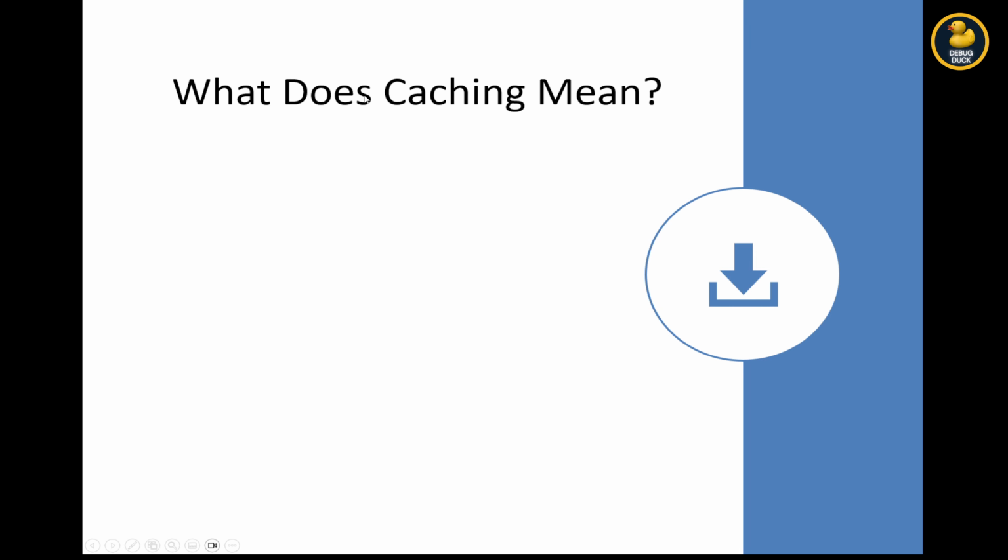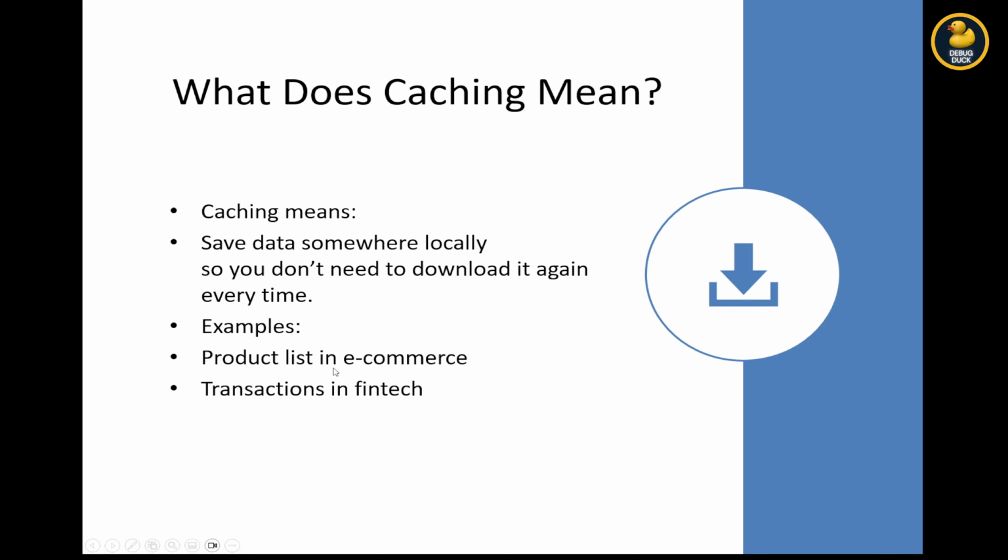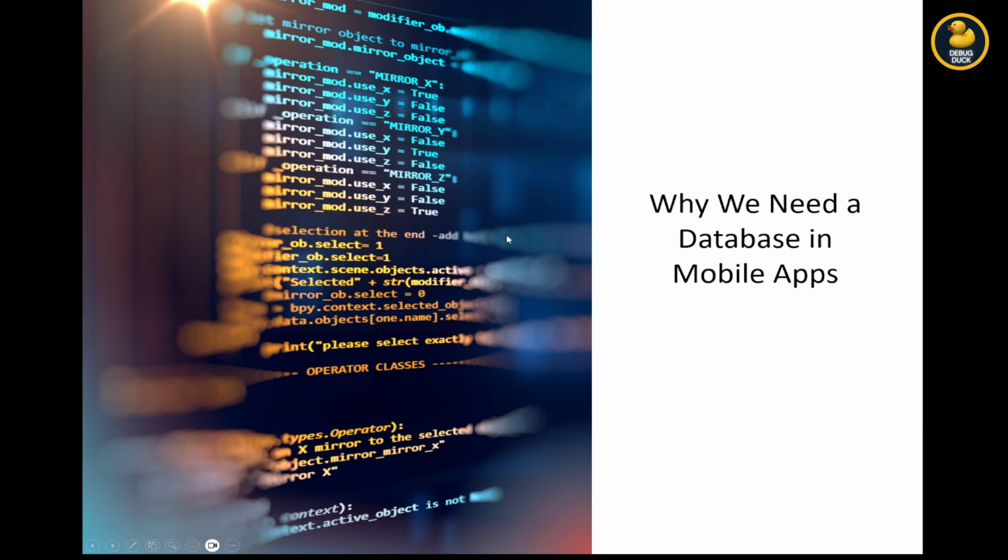Let's talk first, what does caching mean? Caching means saving data somewhere locally so you don't need to download it again every time. For example, product list in e-commerce, transactions in a fintech app, notes in a notes app, user profile data.